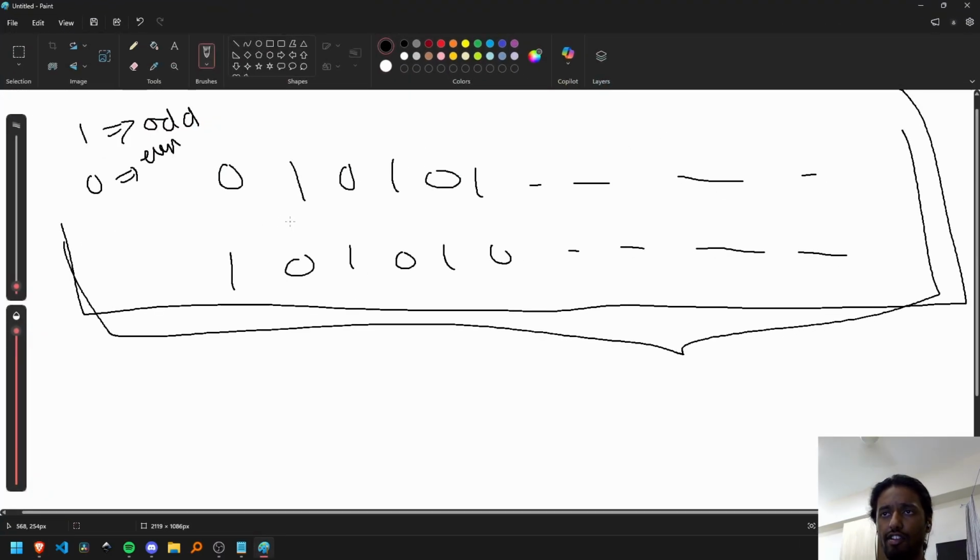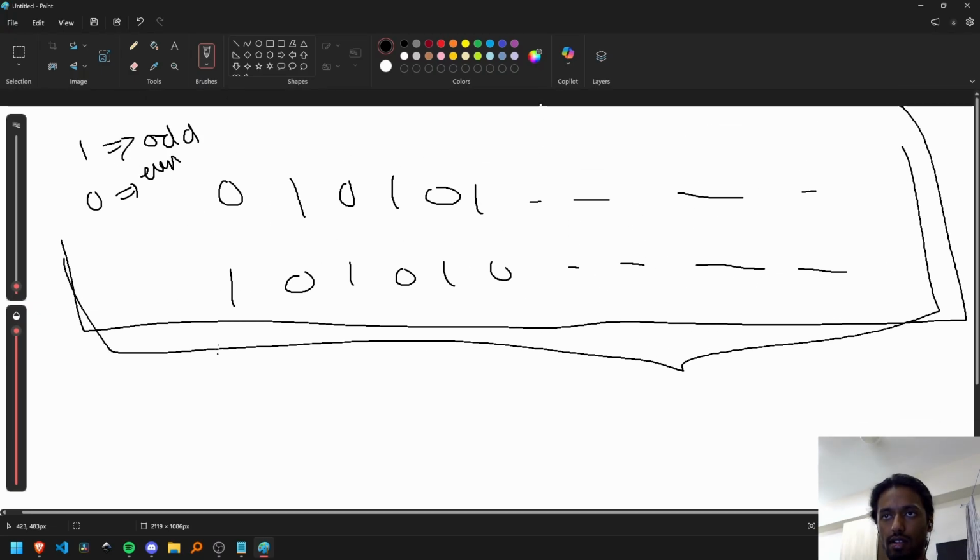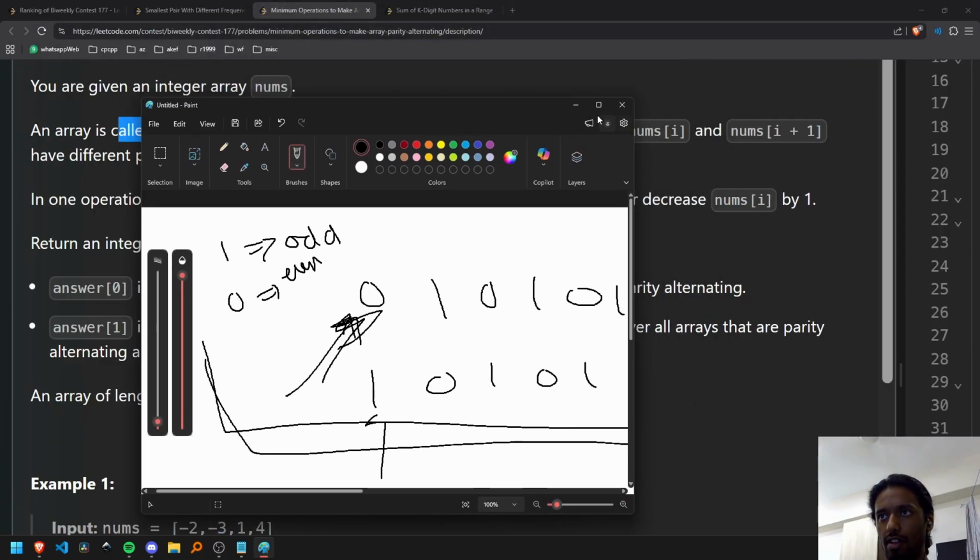This is a fairly common idea when you have to make things alternating: only 2 valid arrangements are possible. So first, since it's 2, we can just try solving for both, right? Let the solution complexity be f for one arrangement, then this would be 2 times f of x. So we can just try solving for both of these possible arrangements.